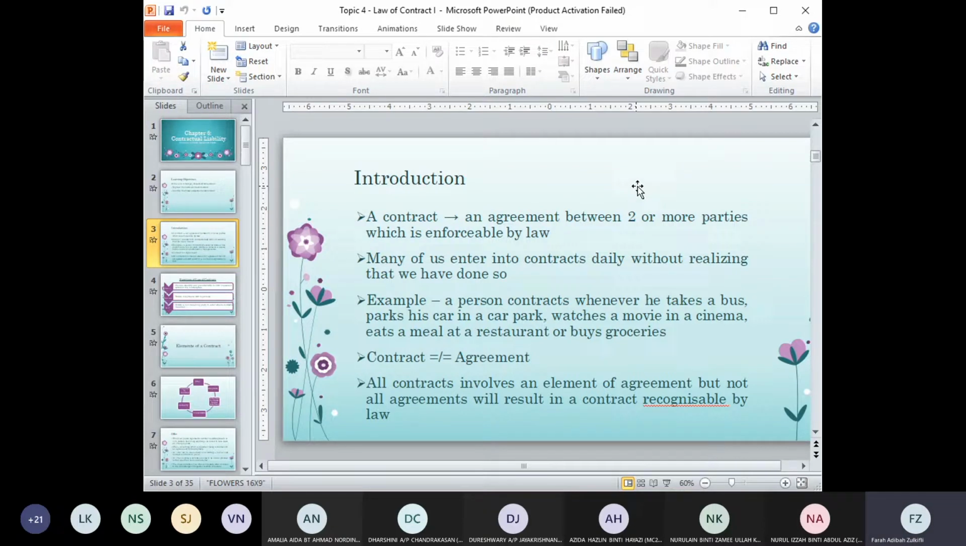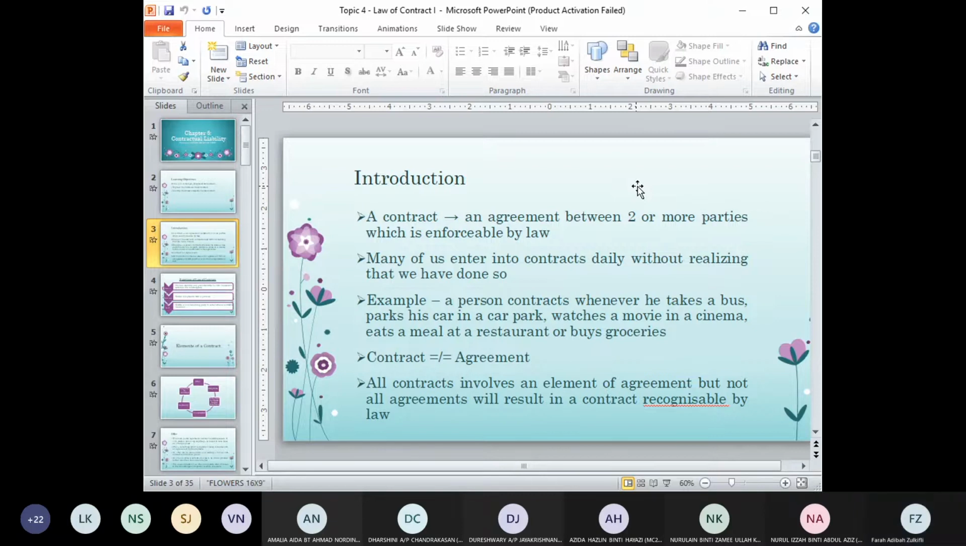When you want to watch a movie in the cinema during non-COVID time, you go to the cinema and then you buy the ticket. So that is also a form of contract. You also create a contract with the cinema operator. So you pay money to the cinema operator and in exchange, they allow you to watch their movie. So that is also a form of contract.